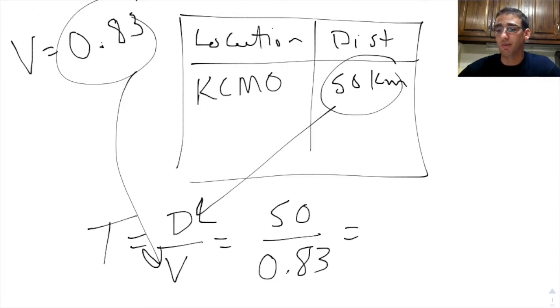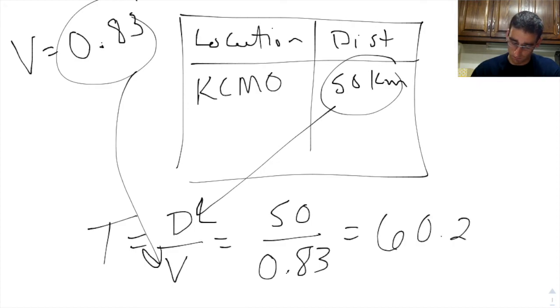All right, so I'm going to use my calculator again. Where'd it go? There it is. Now I'm going to do 50 divided by 0.83. I know you guys can't see that, sorry. And now I get like 60.24, right? I get 60.24. Now that's minutes.